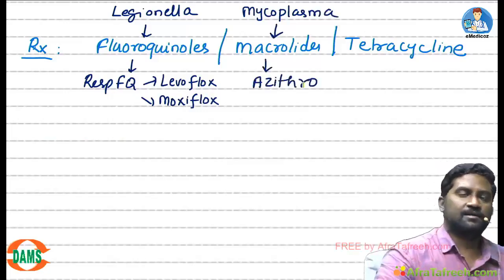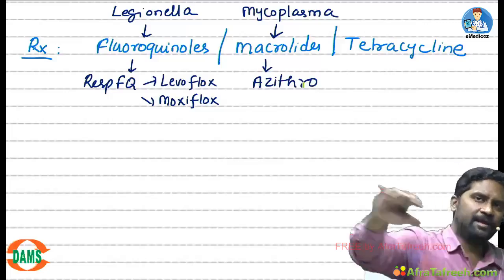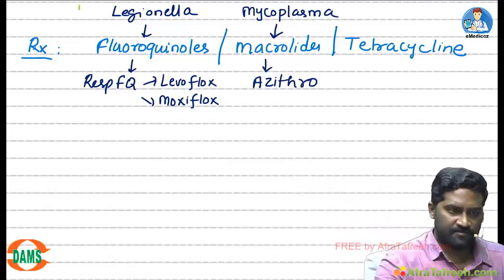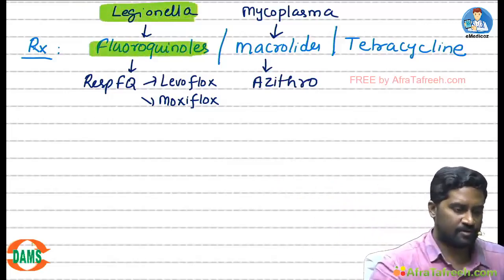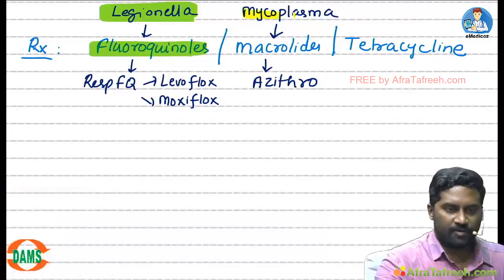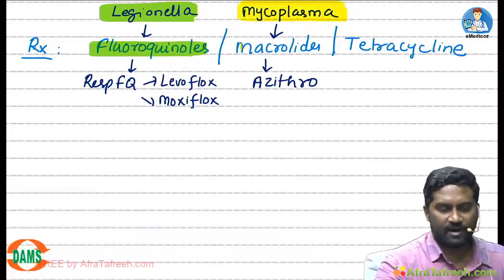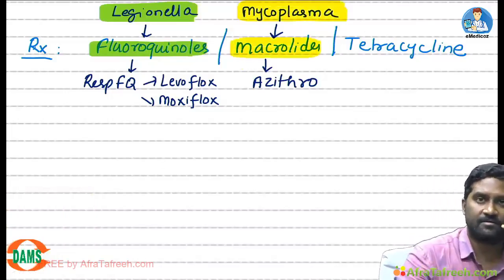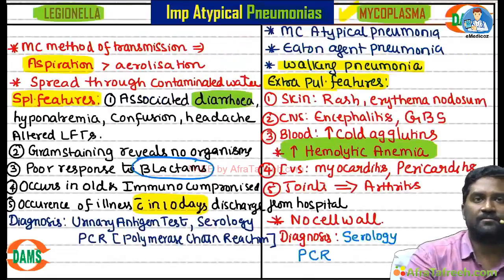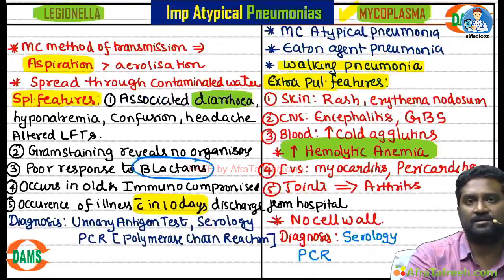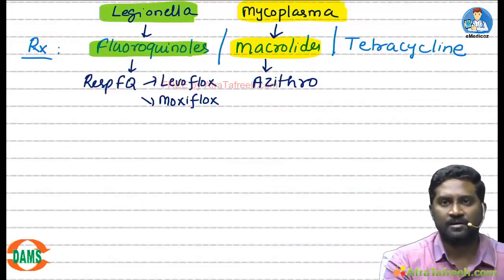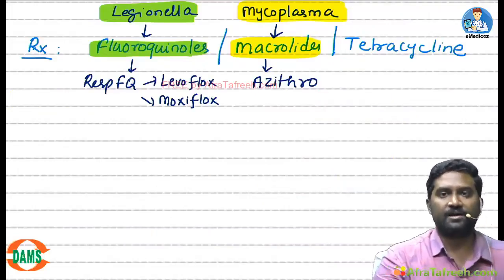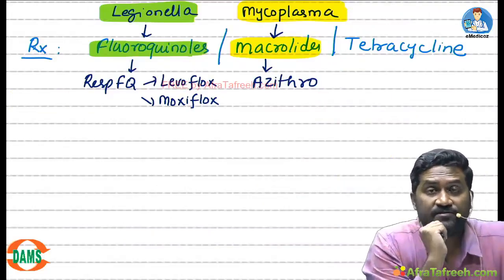Very simple. Let it be Legionella or mycoplasma, any one can be used as treatment. But if they specifically ask for Legionella, your answer should be fluoroquinolones. For mycoplasma, your answer should be macrolides. So this is an important table which will tell you the difference between Legionella and mycoplasma, and here the treatment is generally common.